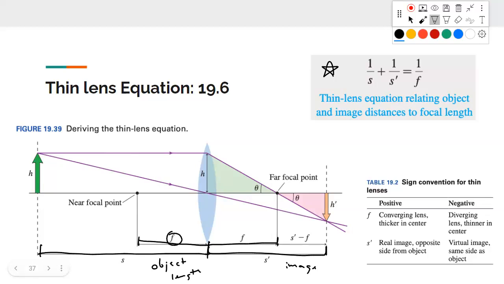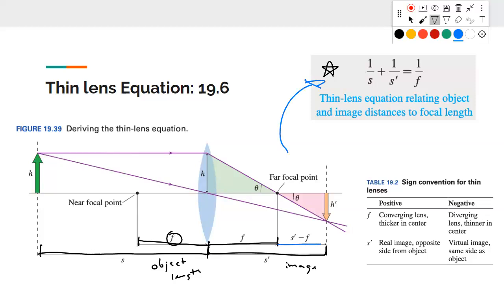And they actually show you the geometry in the book. You can get a sense for how you would do it just from looking at this picture, that we have some right triangles. We find the bottom leg of this second right triangle. This is S prime minus F. We can do a bunch of geometry to derive the thin lens equation, but it's quite tedious, so I'm not going to do it here. Feel free to read that section of the book if you're interested.